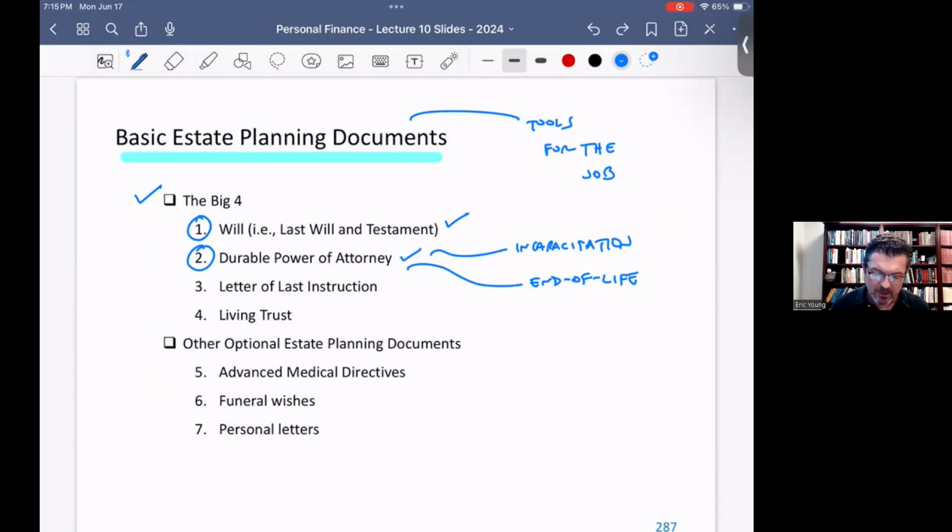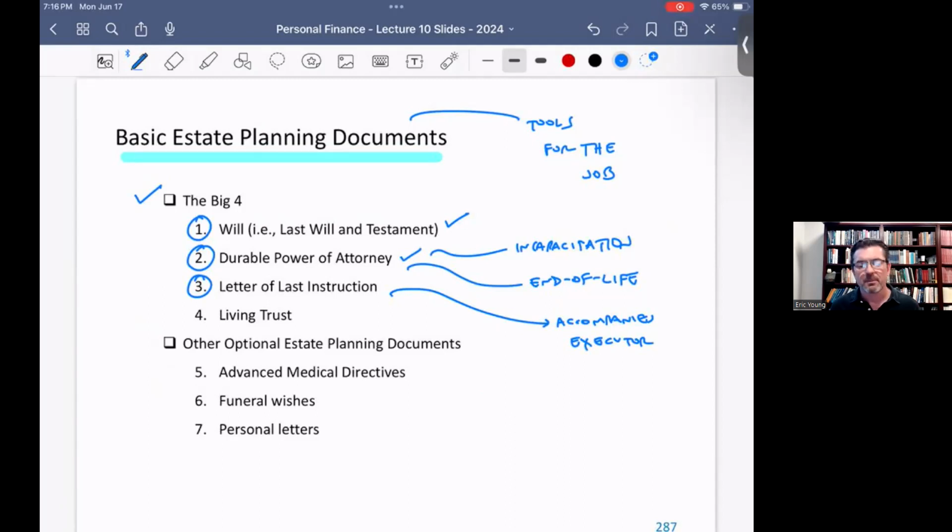Other big four documents are the letter of last instruction. The letter of last instruction, it's non-binding, so it's not a legal will, but this is a document that sort of accompanies the will. And what you do in your letter of last instruction is you give the person called the executor. Okay, your executor is the person who executes your will. So when you make a will, you're going to name the executor of your will. It's the person who will execute your wishes.